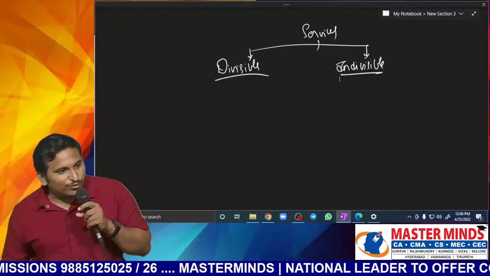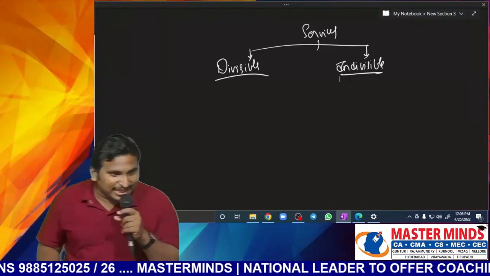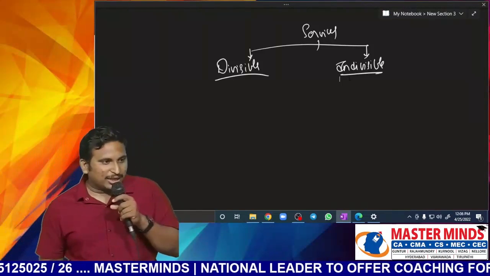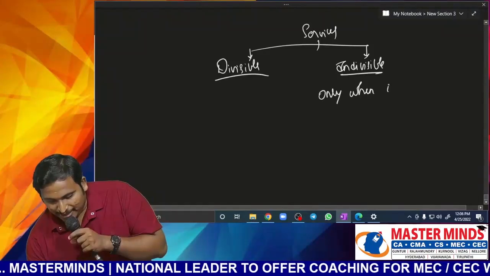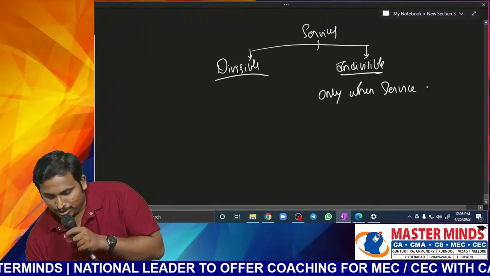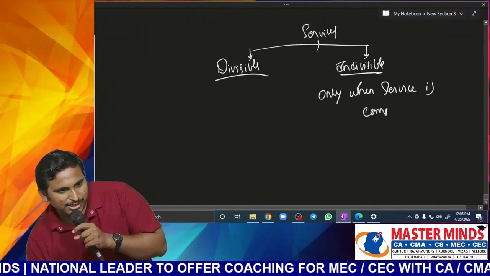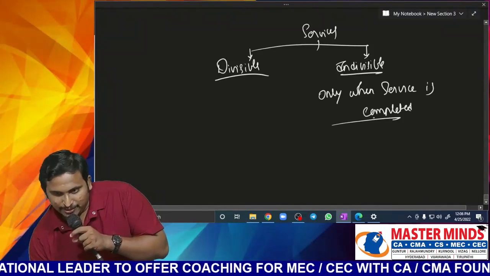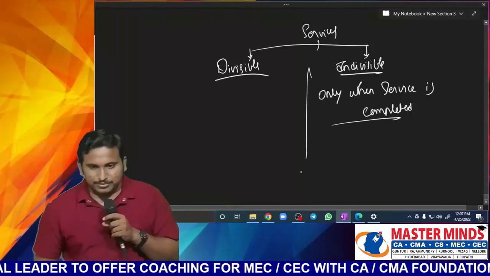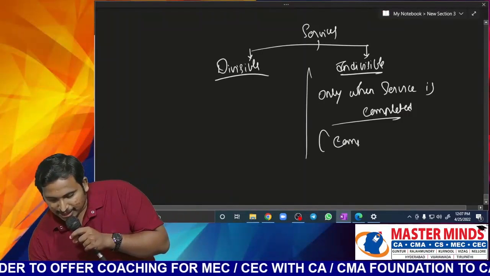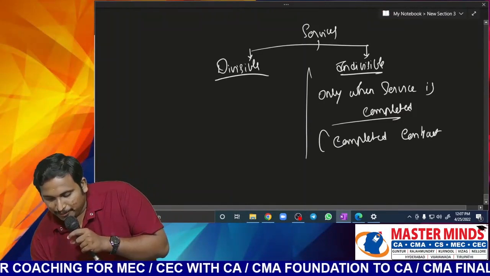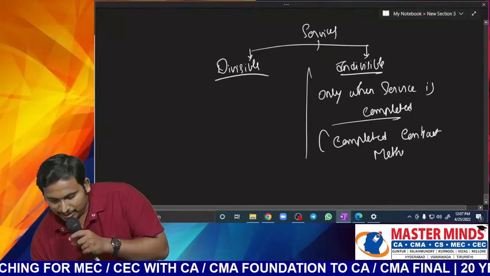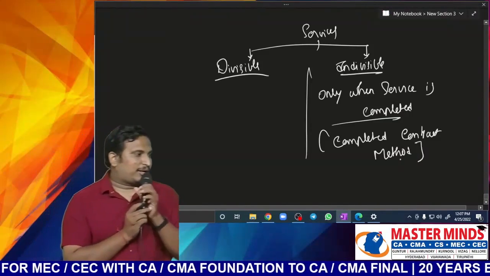In fact, most of the professional services are what, sir? Indivisible. Here, how do we recognize? Very simple. Only when the service is completed, we recognize the revenue. Hello, is that clear, sir? Only when the service is completed, we recognize the revenue. In other words, we will call this the completed contract method. Which method? Only when the entire contract is completed, we will recognize the revenue. Completed contract method.